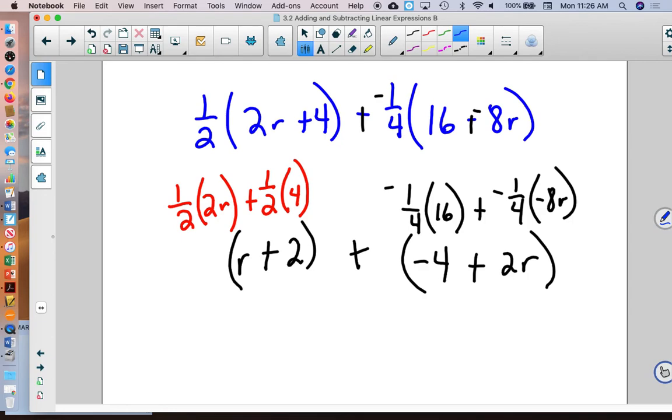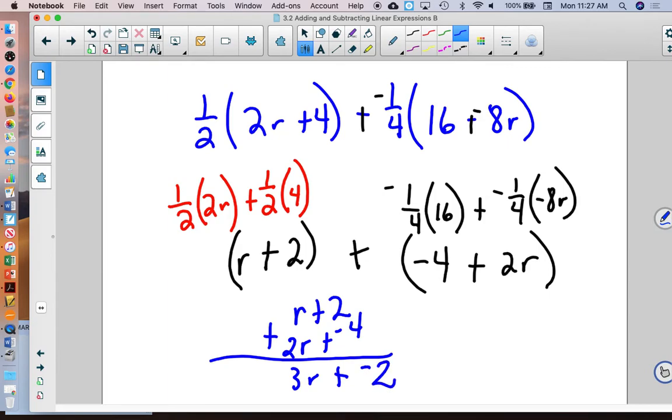So if I take r plus 2 plus 2r plus negative 4, 2r plus r is 3r. Negative 4 plus 2 is negative 2, isn't it? So 3r plus negative 2 is my final answer.